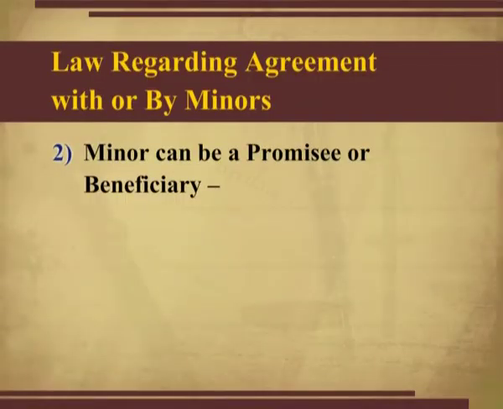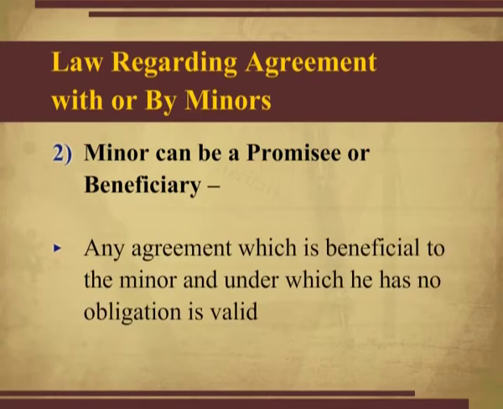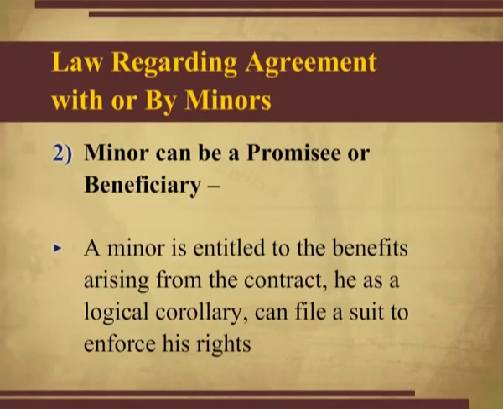The second important point is that the minor can be a promisee or beneficiary. Any agreement which is beneficial to the minor and under which he has no obligation is valid. A minor can be a beneficiary and hence he may become a payee, an endorsee, or a promisee under a contract. In other words, since a minor is entitled to the benefits arising from the contract, he, as a logical corollary, can file a suit to enforce his rights.